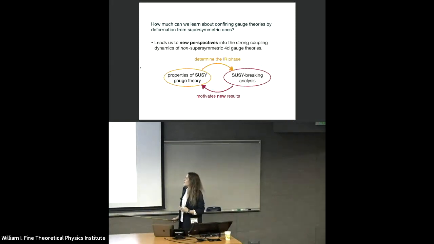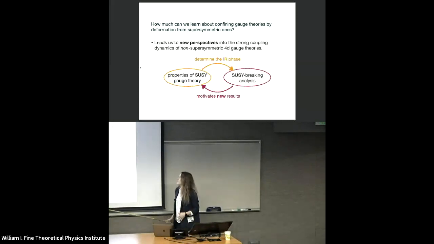I want to ask, how much can we learn about confining gauge theories by deformation from or perturbation away from supersymmetric gauge theories? Of course, when I have supersymmetry, I often have more tools at my disposal, and I can often determine many exact properties of the strong coupling or low energy dynamics. And so here we want to ask how much of this technology can we import to the study of generally non-supersymmetric gauge theories when I can connect them in some way to a supersymmetric one?